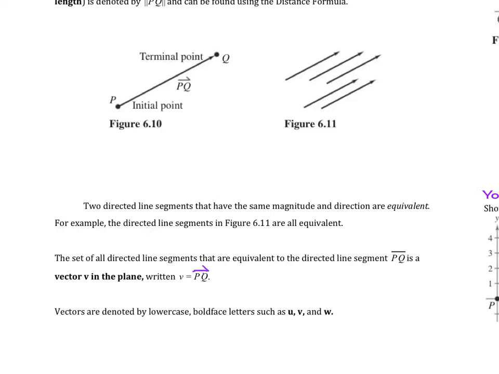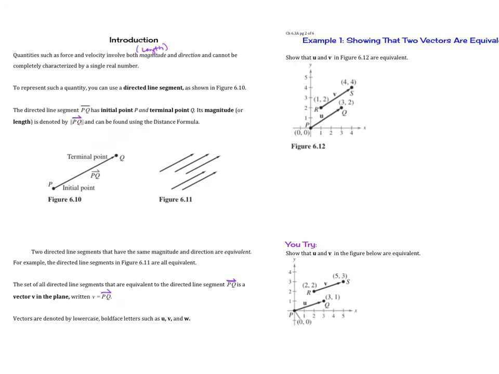Vectors are denoted by lowercase, bold-faced letters such as u, v, and w. And then it says directed line segment, it also has this little line over it. Okay, so when we write it, we need to make sure we use the right notation.